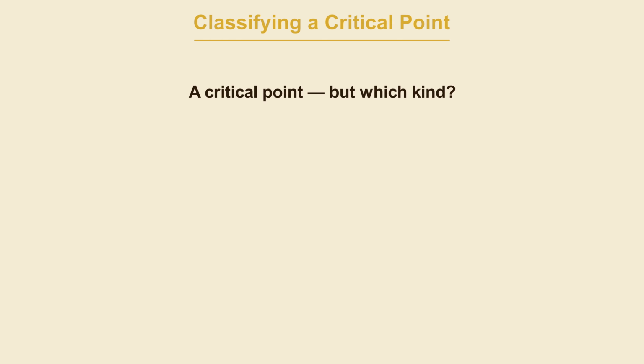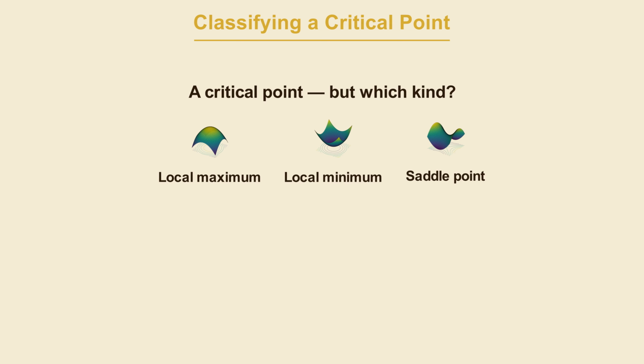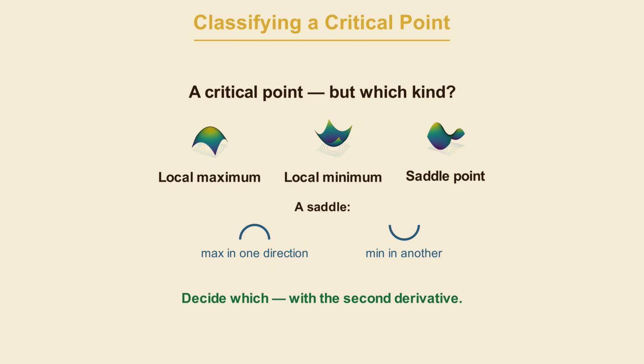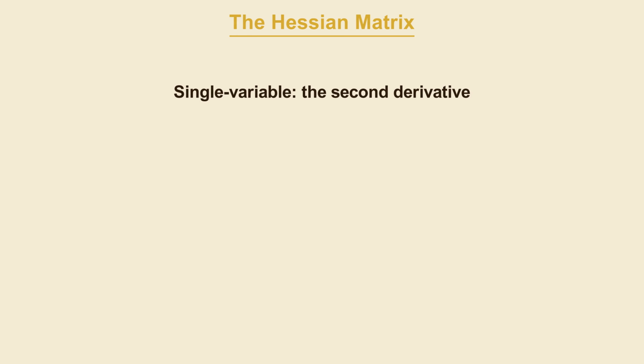A critical point could be a local maximum, could be a local minimum, and it could also be a saddle point, which is a point that looks like a maximum across one direction, but looks like a minimum across another. To figure out which one we have, we need to take a look at the second derivative. In single variable calculus, the second derivative test was straightforward. If the second derivative was positive, then the function curved upward, so it was a minimum. If it was negative, however, then that means the function curved downward, so it was a maximum.